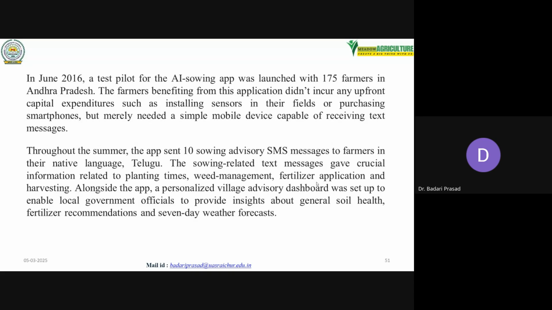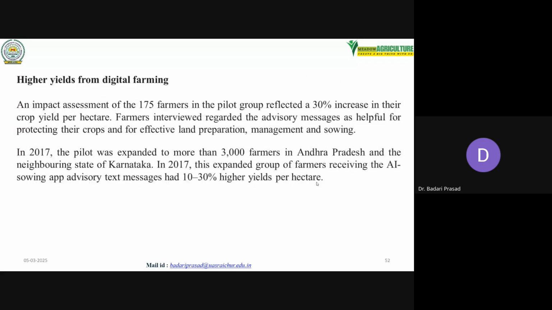The sowing related text messages give crucial information related to planting times, weed management, fertilizer application, and harvesting. Alongside the app, a personalized village advisory dashboard was set up to enable local government officials to provide insights about the general soil health, fertilizer recommendations, and 7-day weather forecasts. So, if the officials gave that much information, then the entire information was given to the farmer in the form of advisories. Higher yields from digital farming: an impact assessment of the 175 farmers in the pilot group reflected a 30% increase.